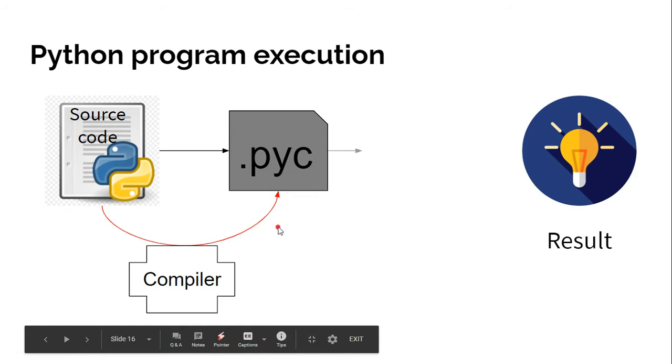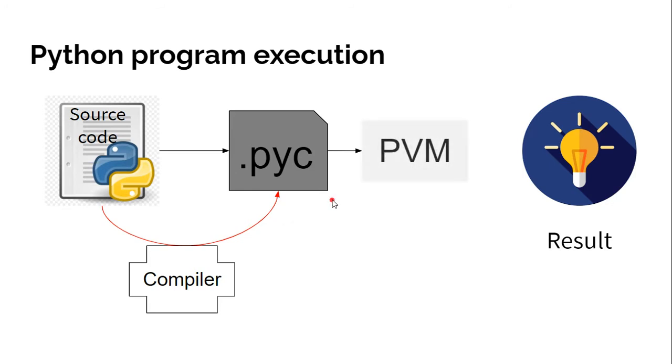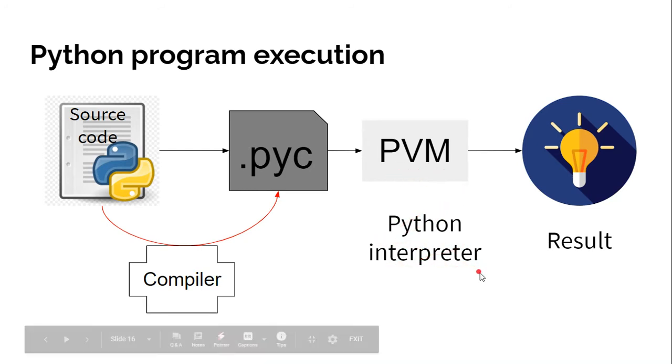The next step is PVM, the Python virtual machine, which comes into play. The Python virtual machine is basically an interpreter which reads this bytecode and executes it line by line. And after that you get your result. This PVM is called the Python interpreter. Is there any doubt in this process?